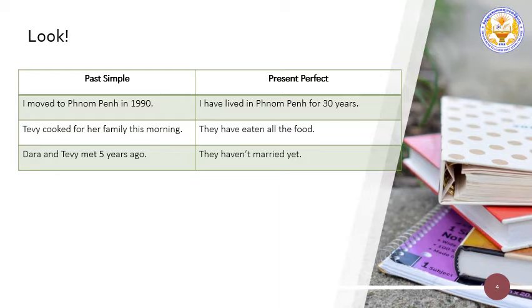The last example: Dara and Devi met 5 years ago. They haven't married yet until now. They are just like sweethearts or just like friends. So they haven't married yet. Hope you can understand and identify the past simple and the present perfect tense when you want to use them.